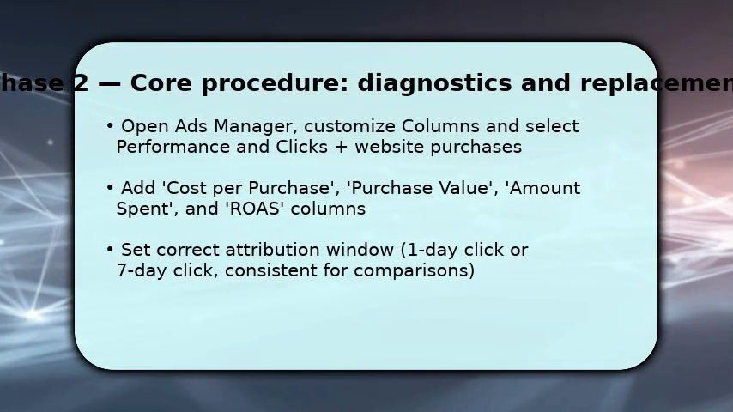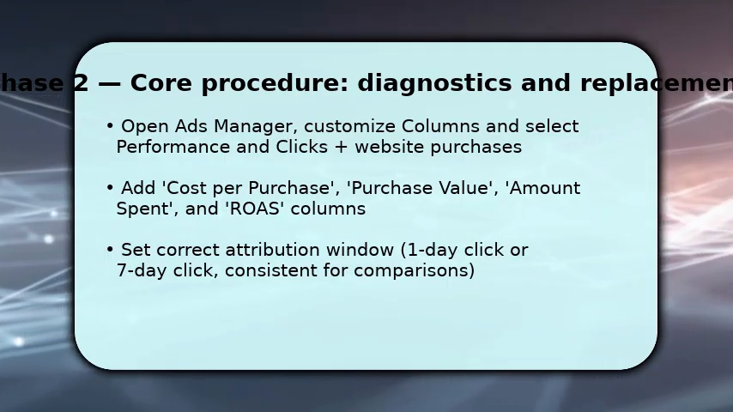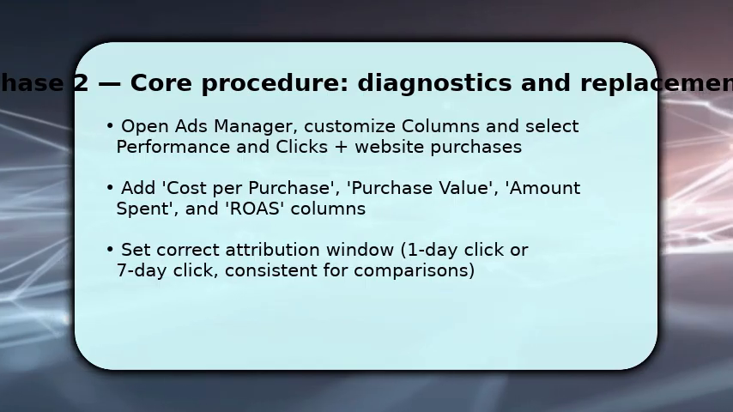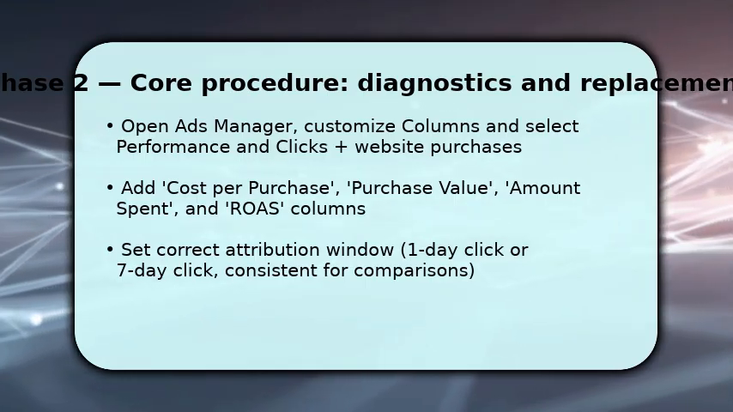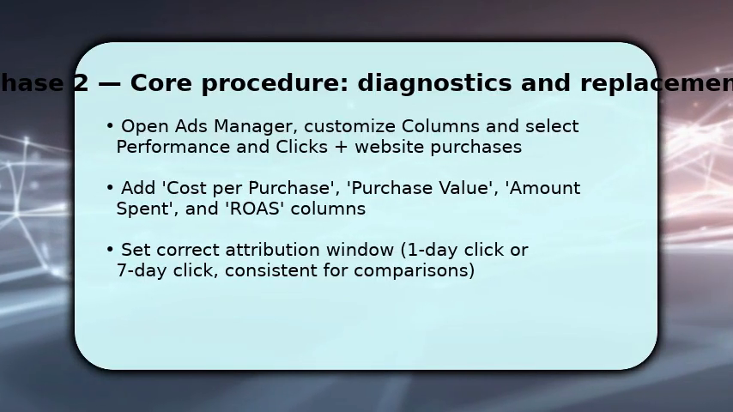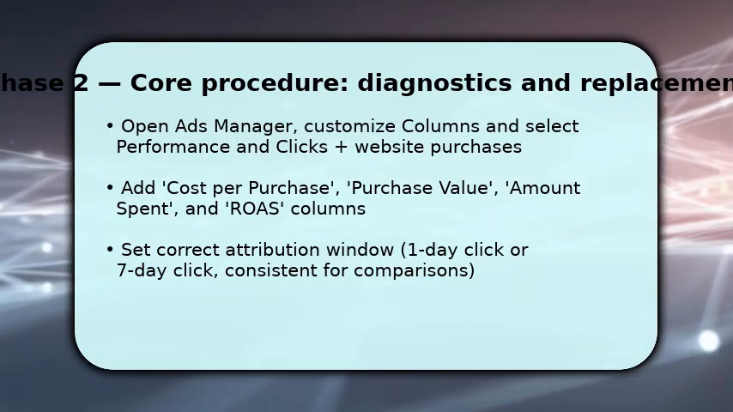First, customize columns, include amount spent and purchase value, then add cost per purchase and the ROAS metric. You should set the attribution window that matches your business cycle. Use 1-day click for fast buys or 7-day click for considered purchases. Once set, split by campaign, ad set, or creative to see which parts drive value.